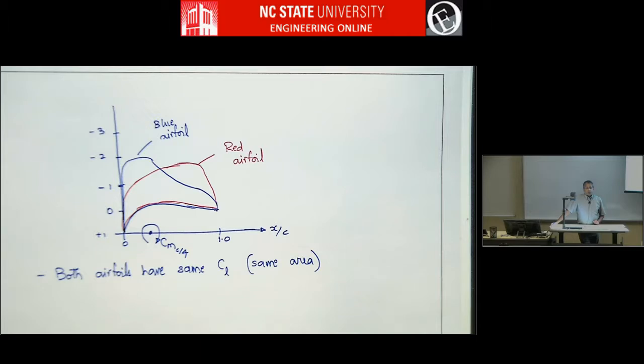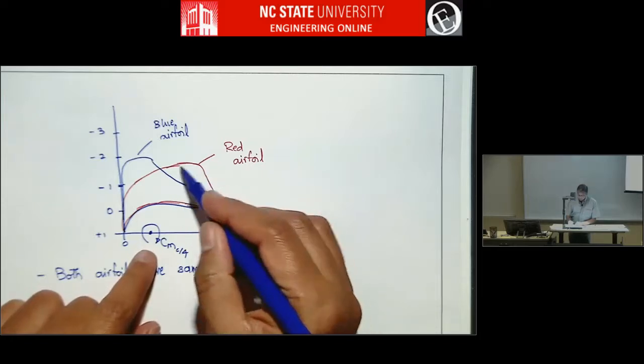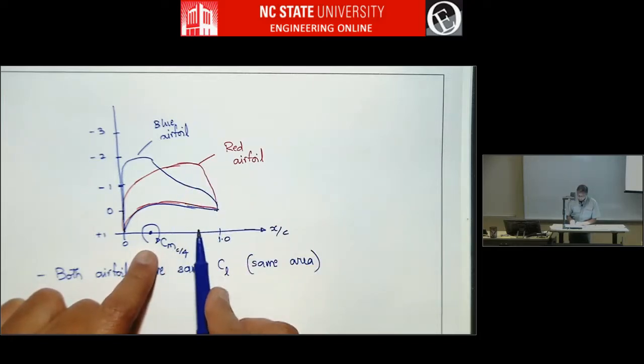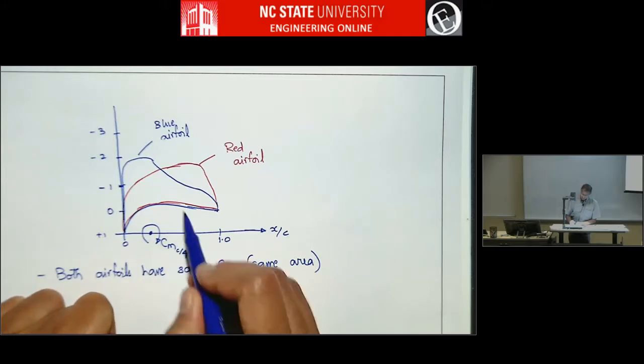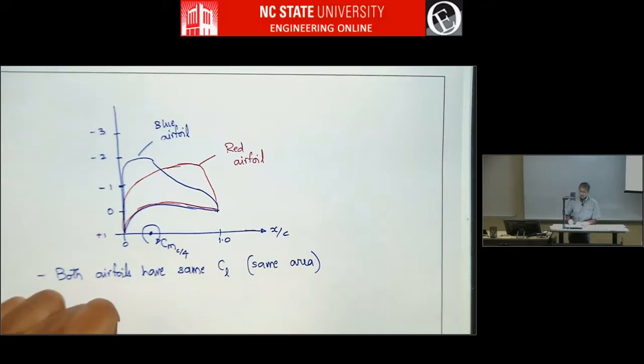What's going to be the sign? Blue one will have a positive. Okay. Red might have a negative. Okay, so it seems like clearly the red is going to have a negative pitching moment coefficient because you have a lot of lift acting upward behind the quarter chord, so that it will cause a moment like this, which will be negative.